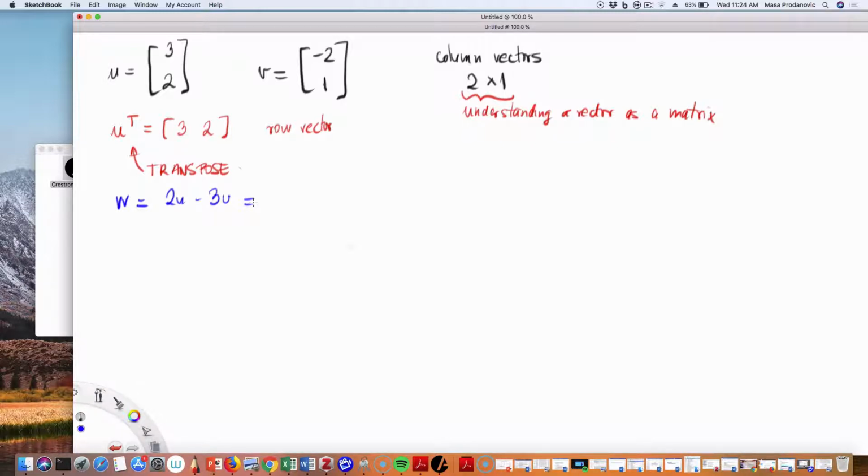So basically I have 2 times 3, 2 is 6 and 4, minus 3 times minus 2 is minus 6, and plus 3, apologies. Oh, that's supposed to be 2u minus 3v. Is that what you said? Yes, 2u, this is 2u, and this is 3v. So 6 minus minus 6 is 12, and 4 minus 3 is 1. So this is my new vector, which is a linear combination.